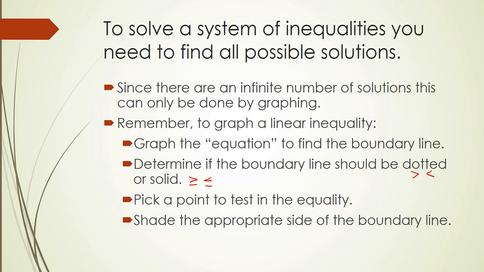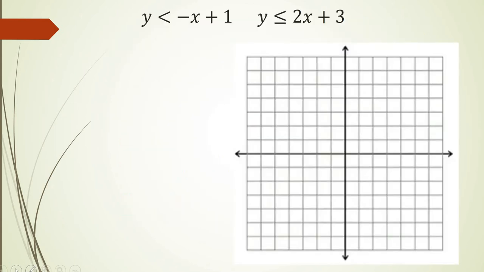So we need to use these same tools to graph a system. Remember, a system means that we have more than one inequality. Okay, so here's an example. This is a system of inequalities, and we want to know what numbers or ordered pairs will fill both of these inequalities. So let's start with the first one.